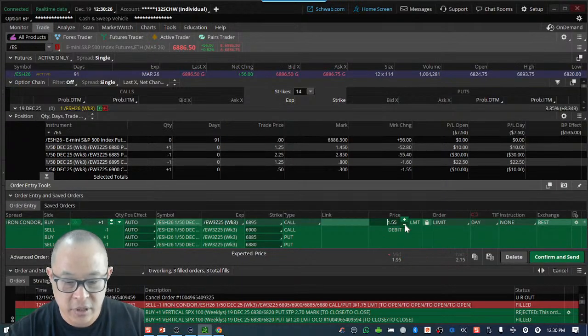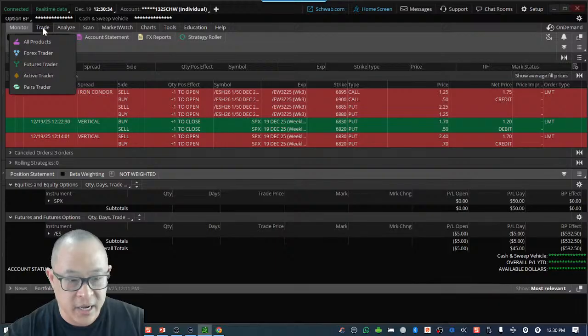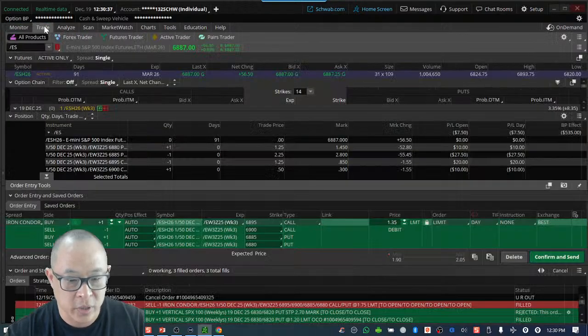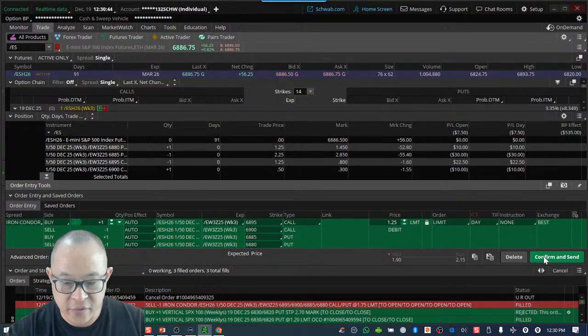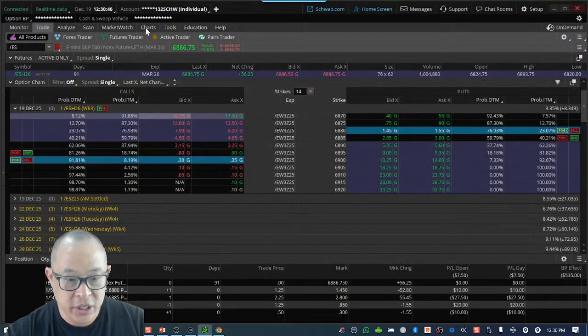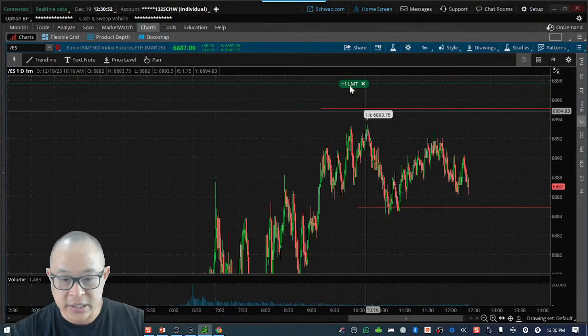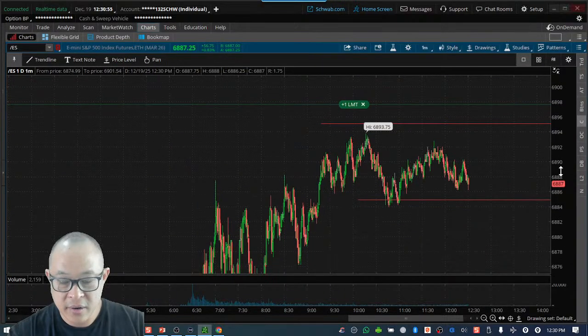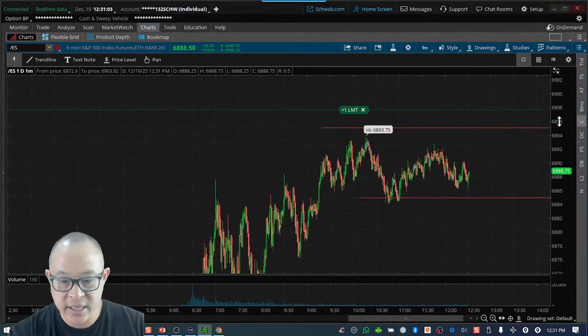If I put in a profit target of another $50, right? $1.75 to $1.25. So let's say I want to put it in at $1.25. Confirm and send, make this a single order, confirm and send. So here on the chart, you can see it needs to get way up here right now for the spread. And it's going within this range right here.